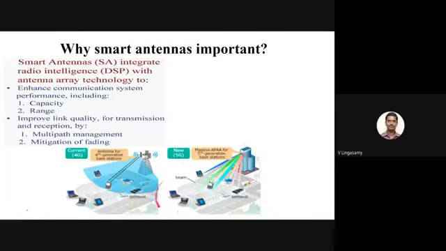Next is increasing the capacity with the help of smart antennas. Third is the coverage range is getting increased. So these are all 3 things.